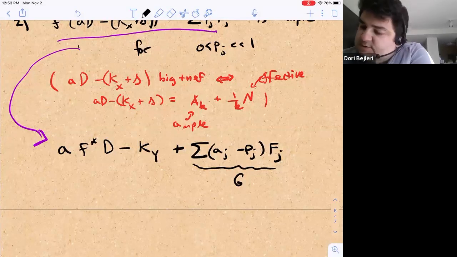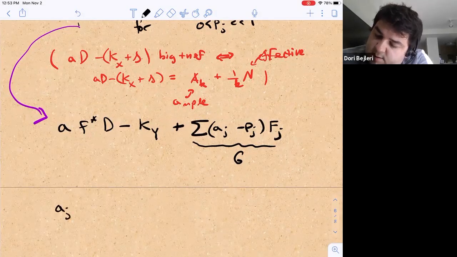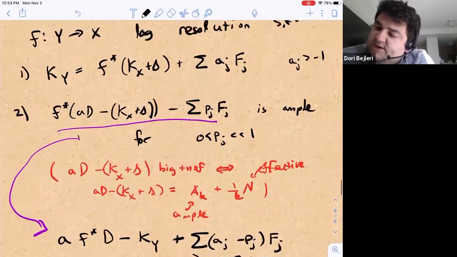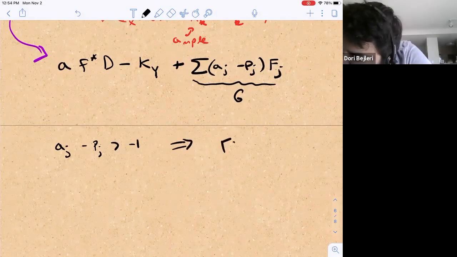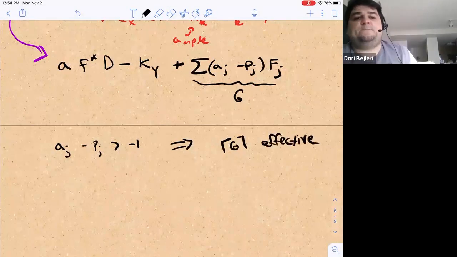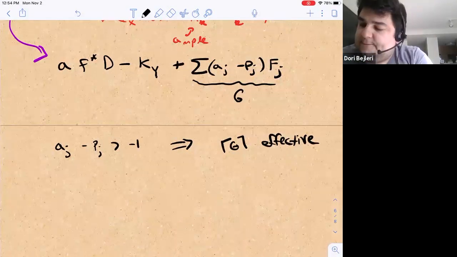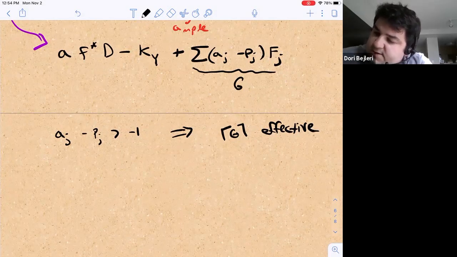And now what do we know about G? Well, we know that AJ minus PJ is greater than -1, because AJ is greater than -1 and these P's are infinitesimally small. So that implies that the roundup of G is effective. But now the other claim is actually, it's not just effective, but it's exceptional.